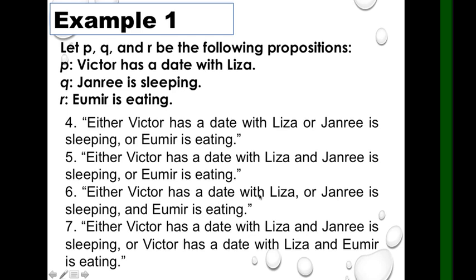Either Victor has a date with Lisa or January is sleeping and Yumir is eating. So, this one, P disjuncts Q conjuncts R. Conjuncts, okay, because of the word and. Either Victor has a date with Lisa and January is sleeping, or Victor has a date with Lisa and Yumir is eating. So we have P conjuncts Q disjuncts P conjuncts R.